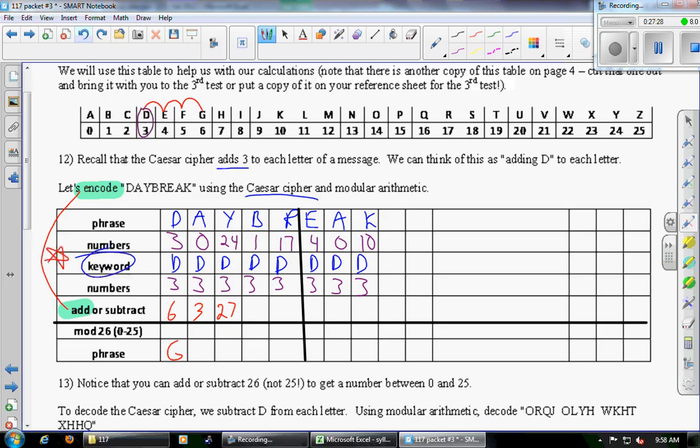Like I said, I'll repeat that a bunch today. This is our first time. That's important, because subtract is going to help us in a different kind of problem. Okay, so we're adding the purple numbers. Let's add the purple numbers. 3 plus 3, 6. 0 plus 3, 3. 24 plus 3, 27. Everybody see what we're doing? Fill in the rest.